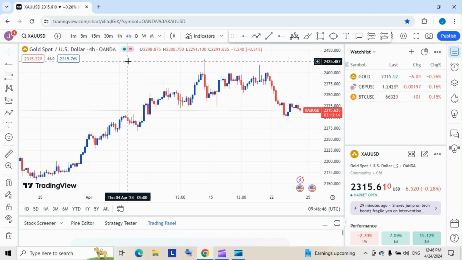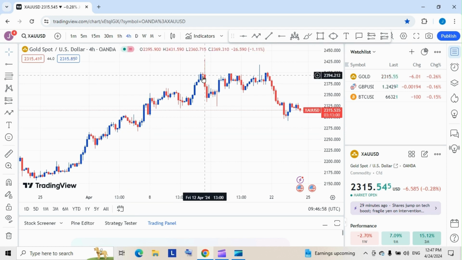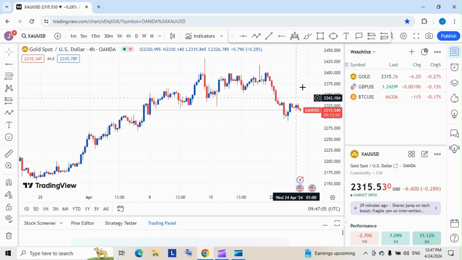For a bullish market structure, when we say bullish, it means the market is going up. The buyers are in control. You are going to see higher highs, higher lows, higher highs, higher lows, higher highs, higher lows, higher highs. Then for a bearish structure, you're going to see lower lows and lower highs.